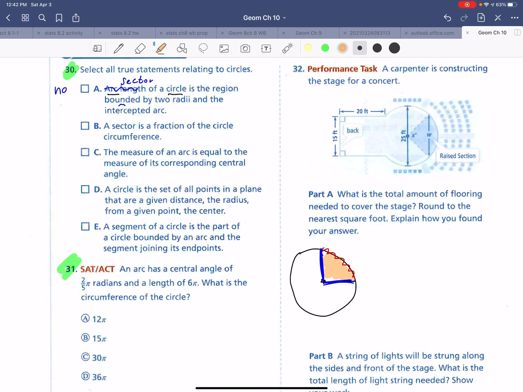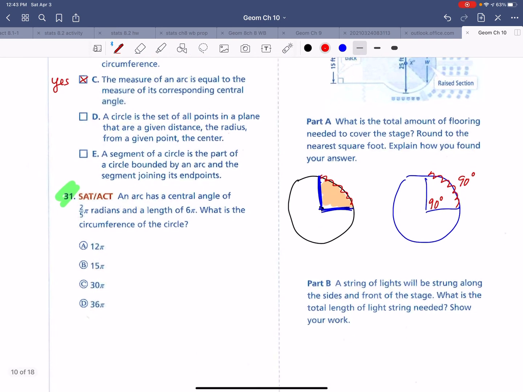All right, here it says a sector is a fraction. No. An arc length is not the whole circumference, but a part of the circumference. So this one's right. This is an arc length. So I see what they did. They swapped these. Okay, the next one, I'm still going to say no. The measure of an arc is equal to the measure of its corresponding central angle. Yeah, so we could call this 90 degrees, and we could call this 90 degrees. I'm going to say yes.